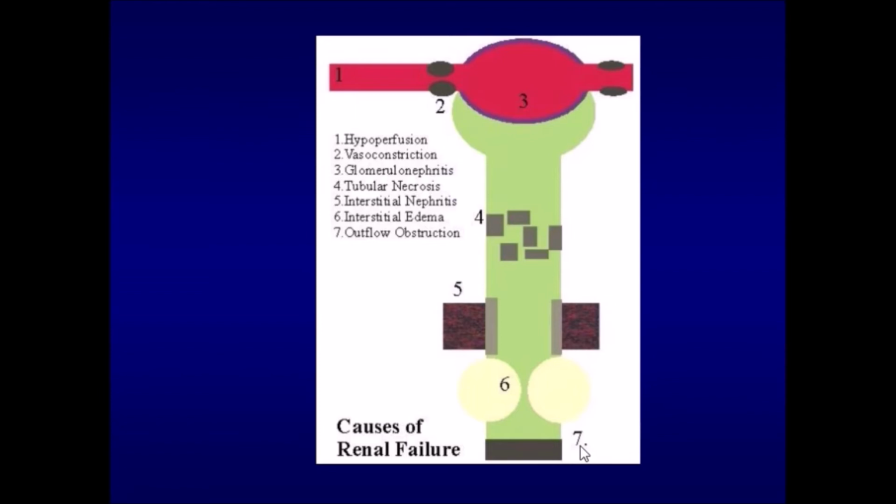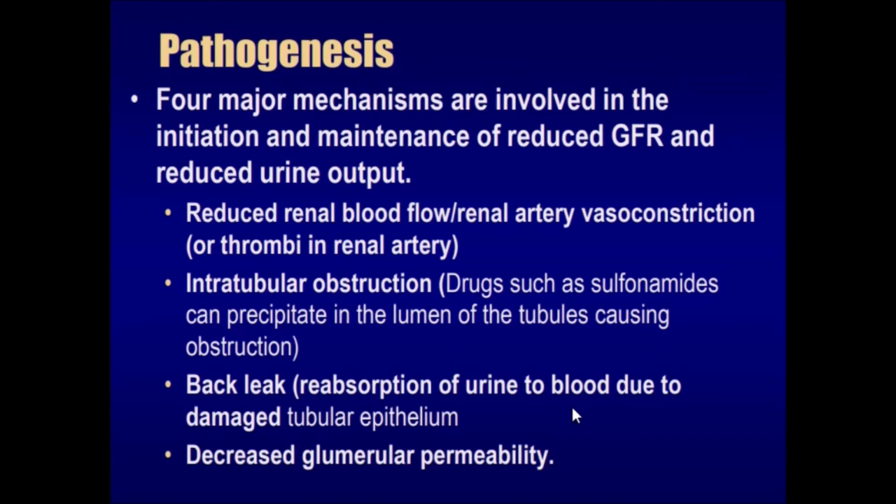And here, number 7, you can see that a vessel is coming and suddenly the path of the vessel is blocked. So outflow obstruction could also be the cause of the renal failure.